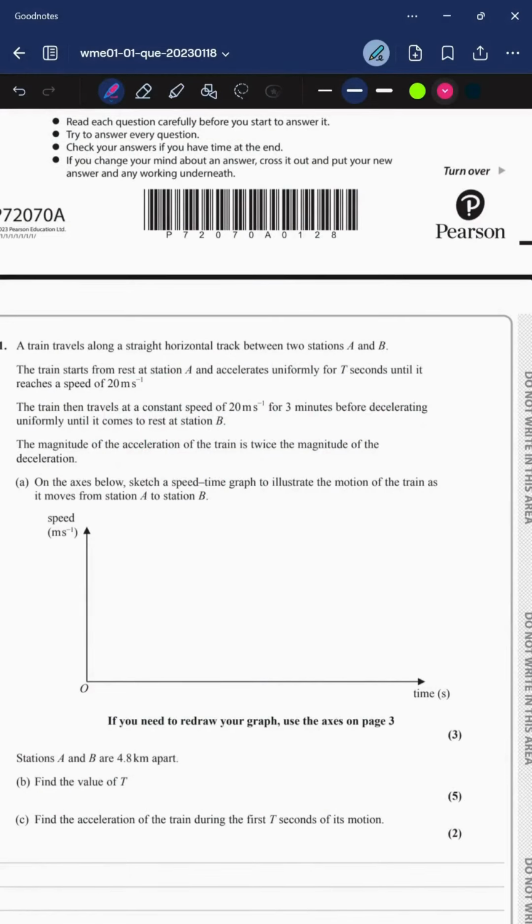So in part A of this first question, we are supposed to draw the speed-time graph to illustrate the motion of the train as it moved from station A to station B. The first piece of information is that the train is at rest at station A, and it accelerates uniformly for t seconds to reach a speed of 20 meters per second.